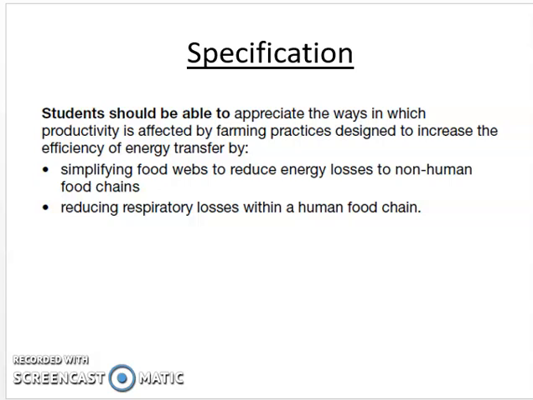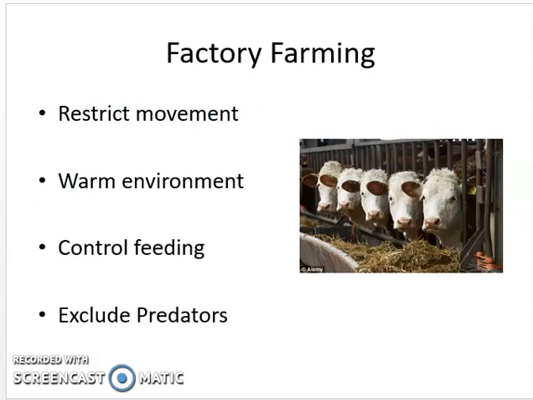But remember that I told you that from sunlight to the first producer is probably one of the most inefficient transfers that there is. But if they can reduce that food chain down to its absolute minimum, they can hopefully increase their efficiency. And then the last one, reducing respiratory losses within a human food chain. So that's just what I've talked about here. This idea of restricting movement, warm environment, controlled feeding, all of this would reduce the respiratory losses, especially number 1 and 2, really. Okay, so that's covered.